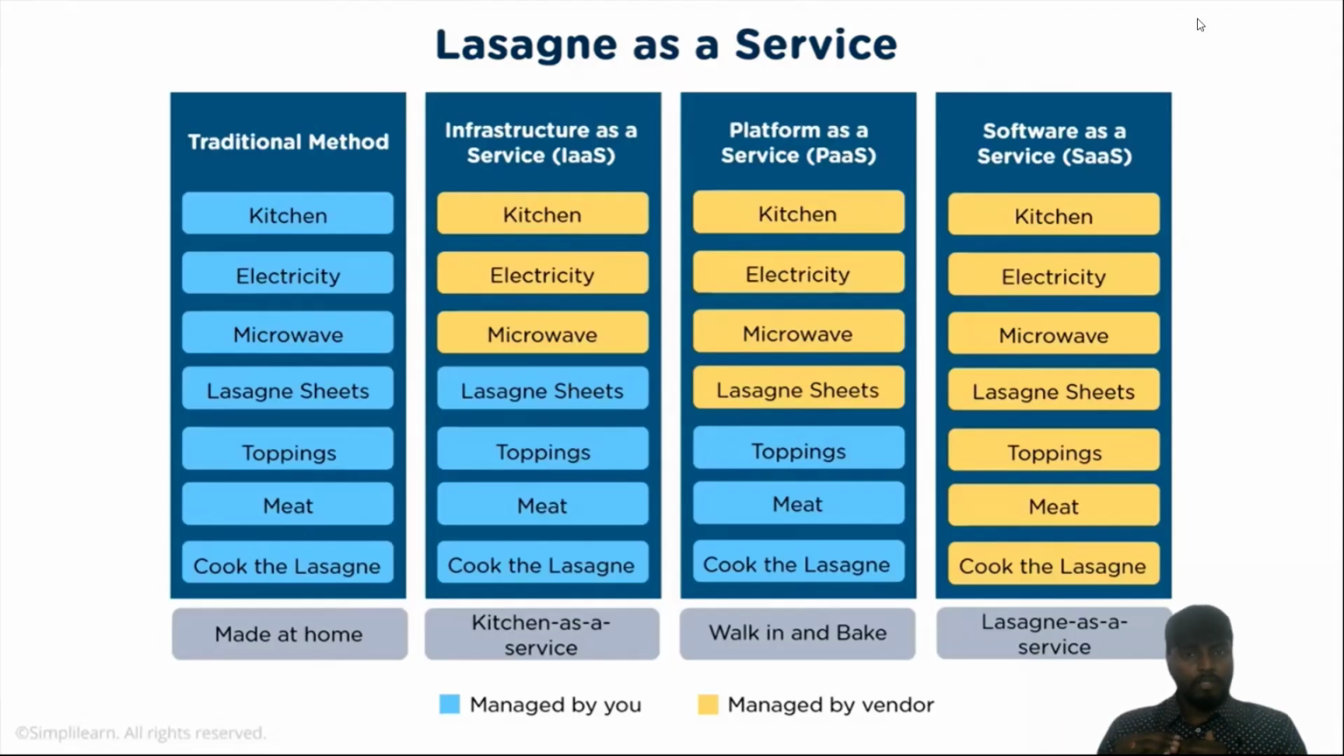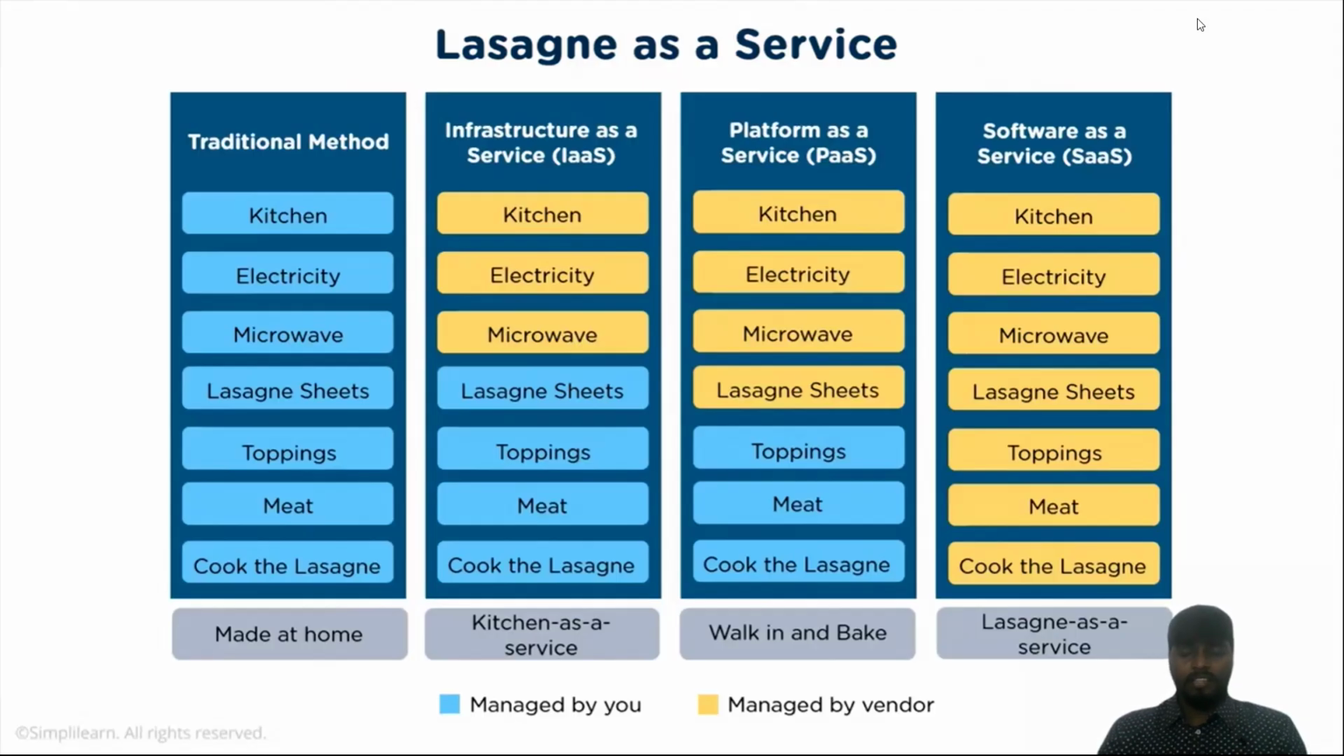Platform, only a few things are provided by the vendor. Remaining things we have to do by ourselves. Infrastructure, till the infrastructure like a kitchen, electricity, microwave oven, fridge, these will be provided by the vendor. Remaining things, sheets, toppings, meat, we have to bring and we have to cook by ourselves. That is what kitchen as a service or infrastructure as a service.